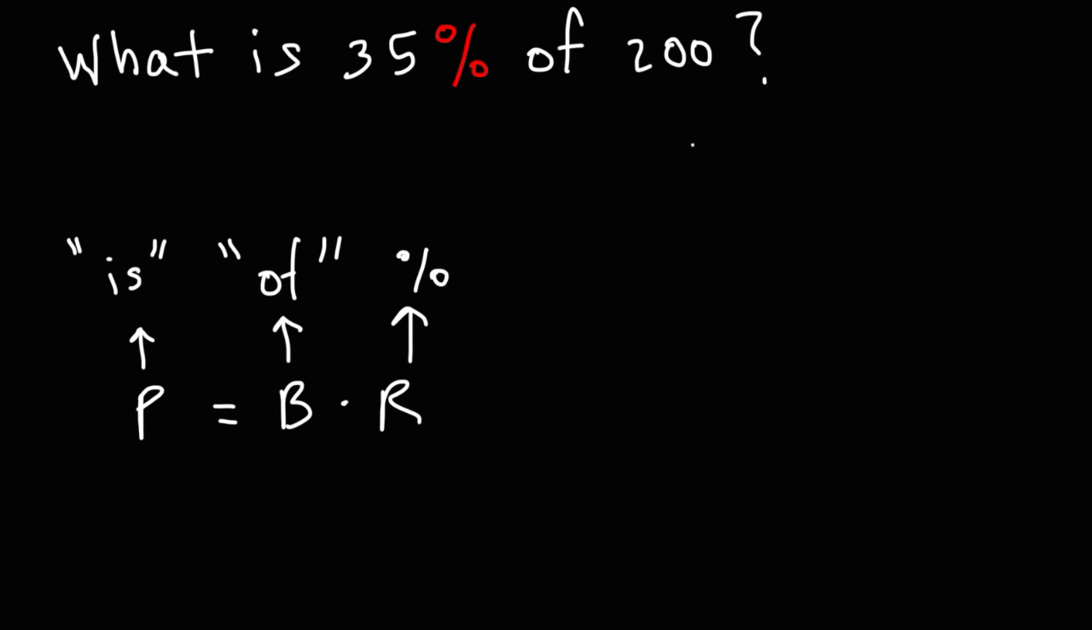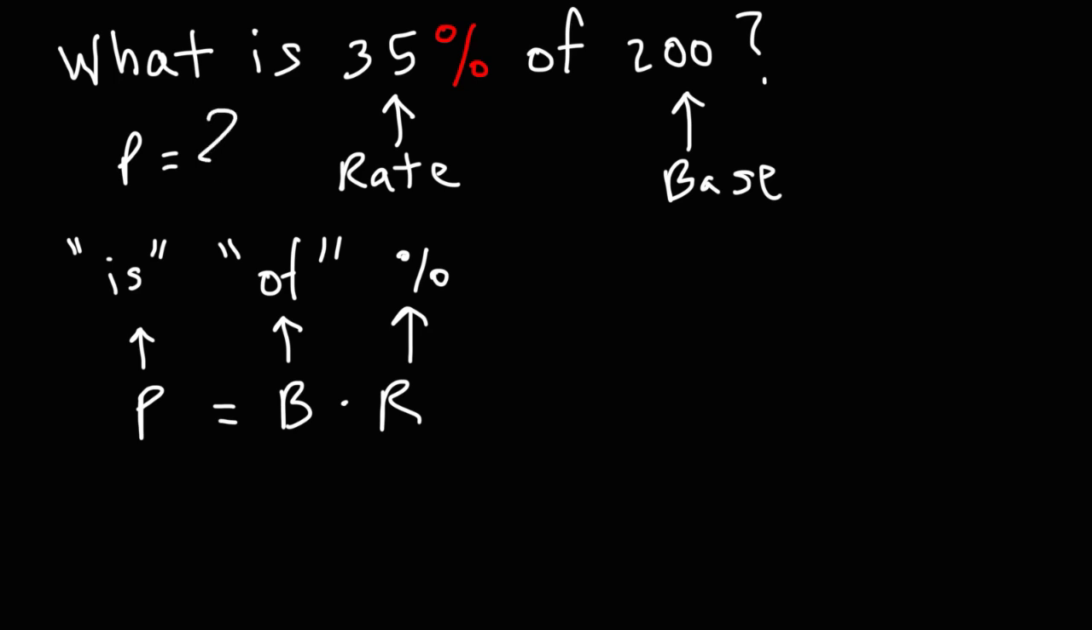So we can see that 200 is associated with the word of. So 200 is the base. 35%, that's going to be the rate because there's a percentage in front of it. And what we're looking for, we're looking for the percentage in this problem. So what is 35% of 200? So now let's use this formula to get the answer.